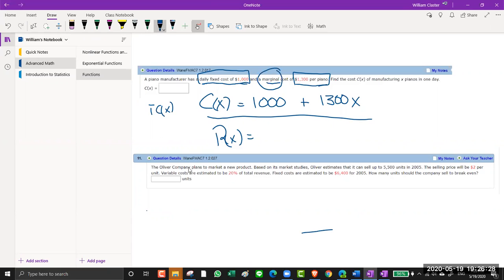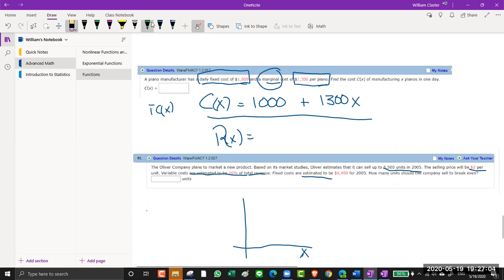So we have this company that estimates it can sell 5,000 units. The selling price will be $2 per unit. The variable costs are 20% of total revenue. Fixed costs are, well, let's just skip this problem. Let's just say we have a cost function, which generally depends on X, the number that we produce. Let me erase that, sorry.